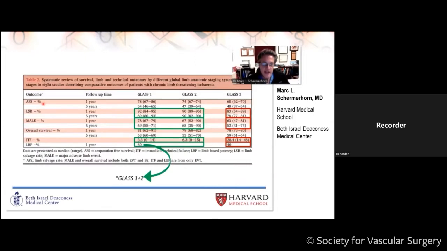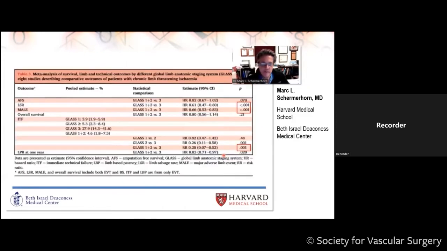When looking at outcomes, amputation-free survival at 1 and 5 years did not vary significantly between the different GLASS stages, nor did overall survival, shown here. However, limb salvage was different, as was major adverse limb events, and also immediate technical failure and limb-based patency, but only when combining both GLASS 1 and 2 in comparison with GLASS 3.